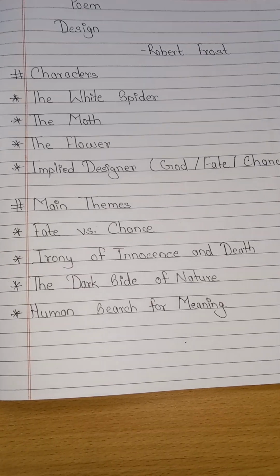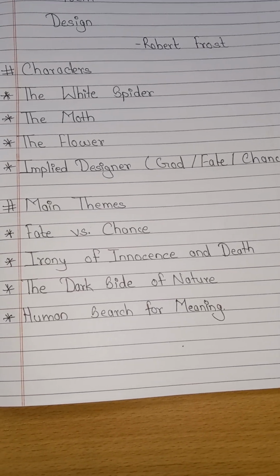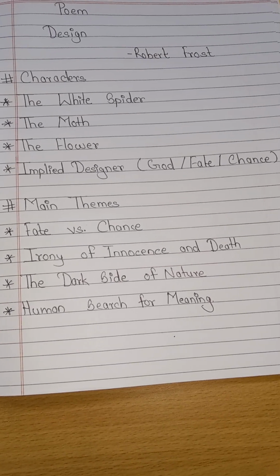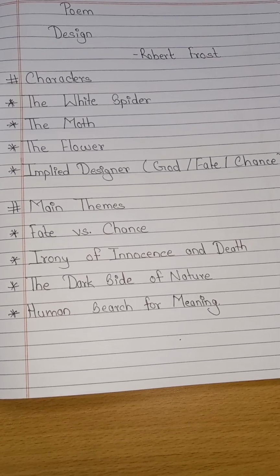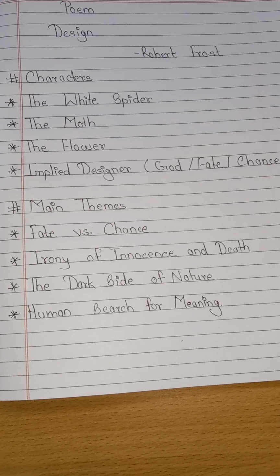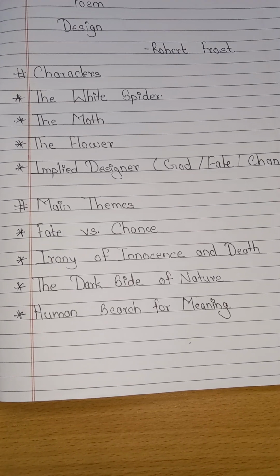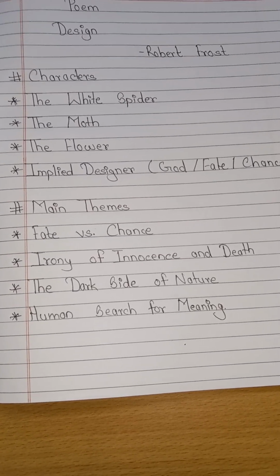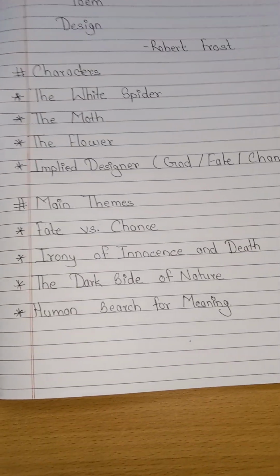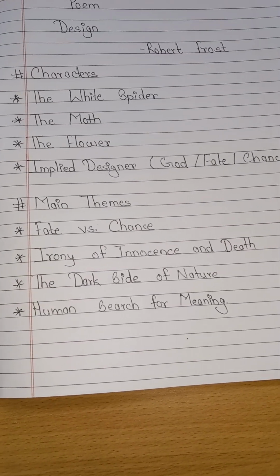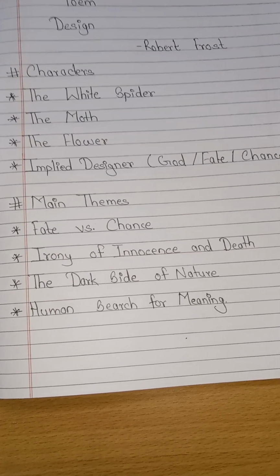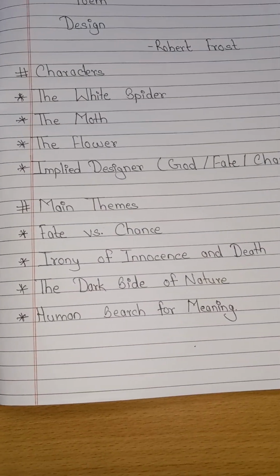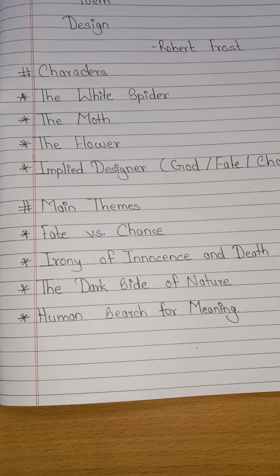So let's summarize the poem in a very short way. So, in this poem, Robert Frost shows us a small but powerful picture, a white spider on a white flower holding a dead moth. Through this scene, he makes us think about the bigger questions of life. Is everything in nature designed by God? So, this is the question. If so, why does this design include cruelty, death, and suffering? Okay, this is the question.